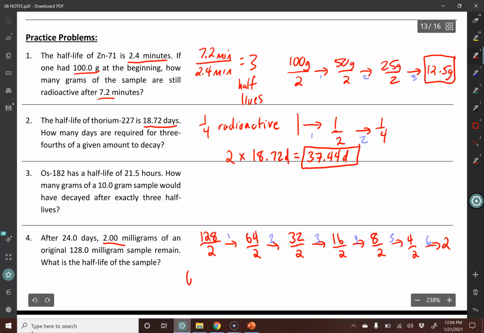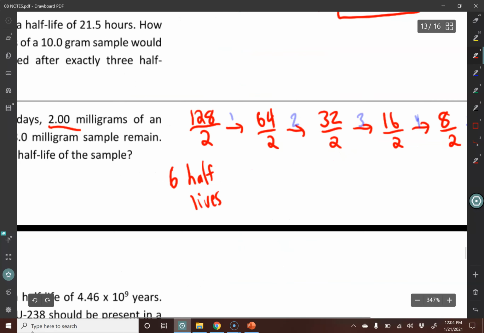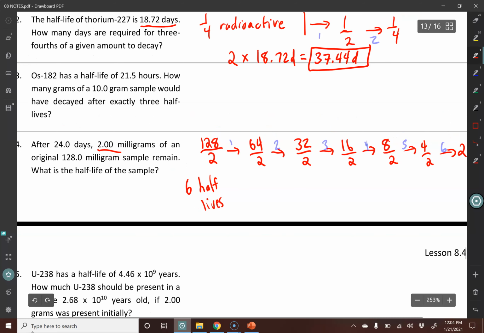So I know that 6 half-lives have passed. So if I have 24 days, I think it tells us, and I've had 6 half-lives, 24 divided by 6 is, of course, 4. So it must be 4 days per half-life.